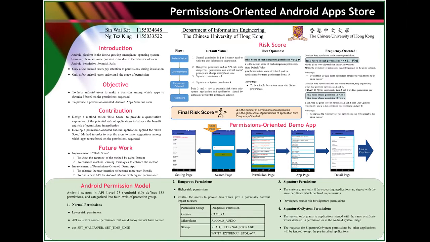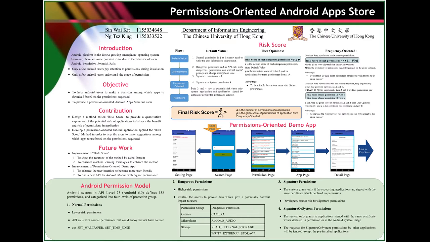Our topic is Permission-Oriented Android App Store. Nowadays, Android has become the fastest growing operating system of smartphones. However, there are some potential risks due to the behavior of users. Many users download apps from the App Store without paying attention to the permissions required, and they don't understand the usage of the permissions.